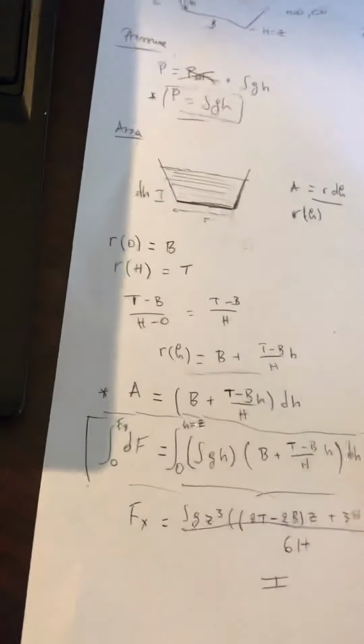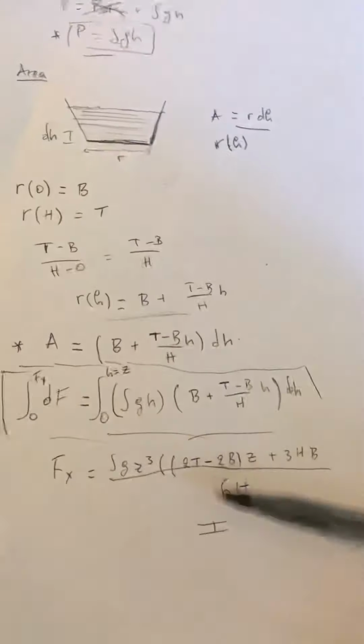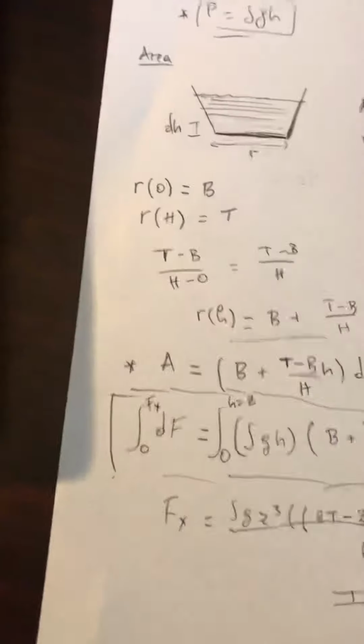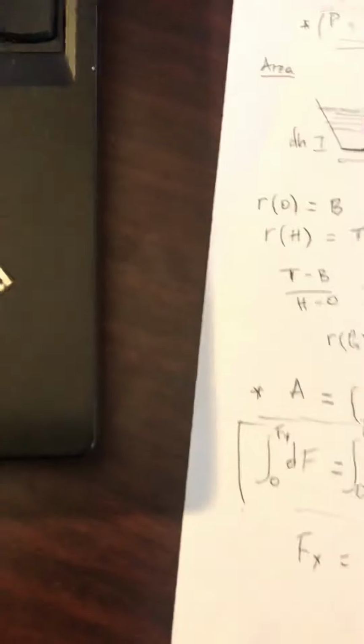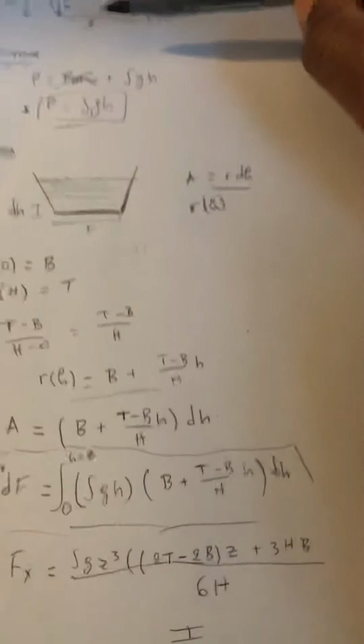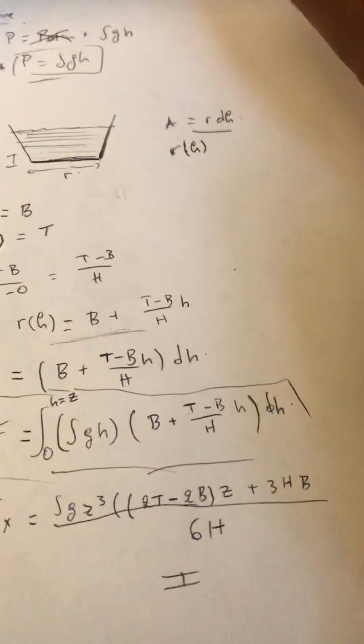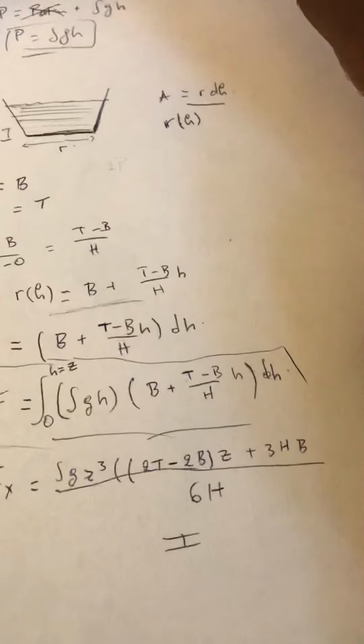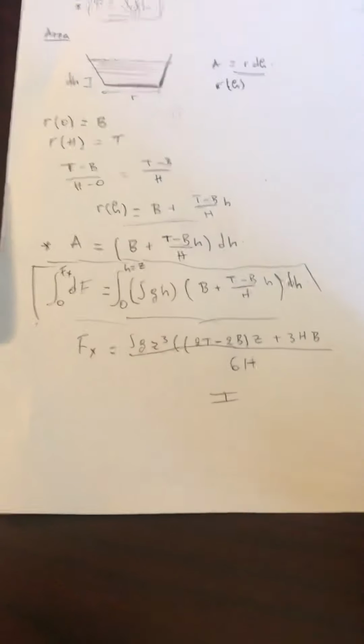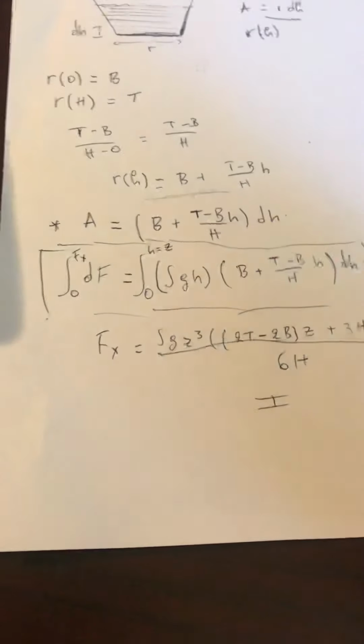So when we look at this, well, it's telling us that if you have a trapezoid water dam, and you're given the bottom width, you're given top width, and you're also given the big H, you can find out the horizontal force exerted by water on the dam at any given depth, z.